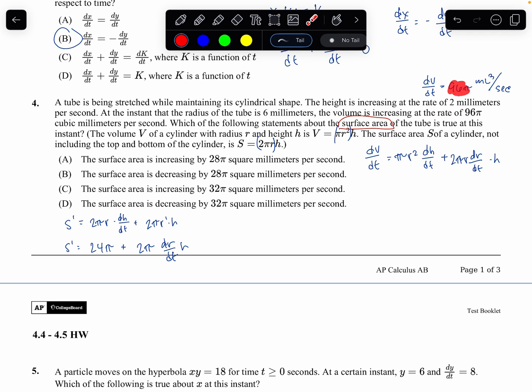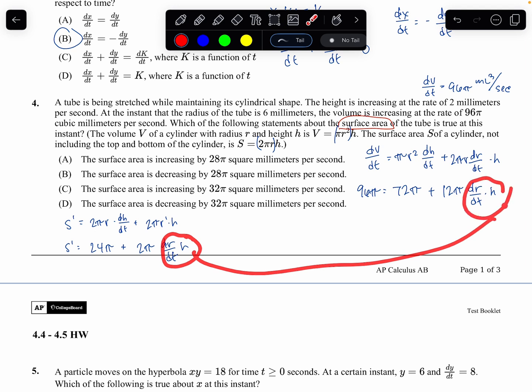So I know 96 pi is going to go here. So 96 pi is going to be equal to, I know that r is 6. I know that dh/dt is 2. So this is 36 times 2, so that's going to be 72 pi. Plus 2, do I know anything here? I know that the radius is 6. So 2 times 6 would give me 12 pi. But I still have dr/dt times h here, just like what I had before over here.